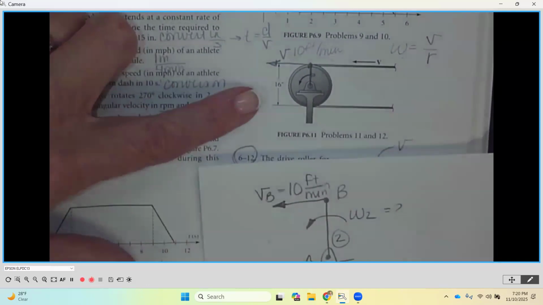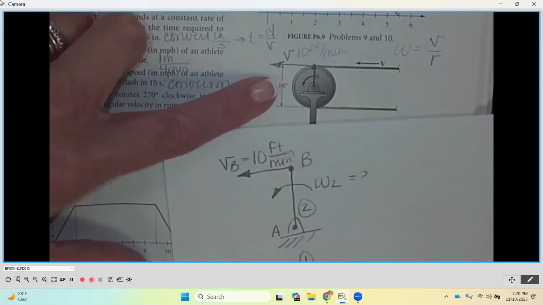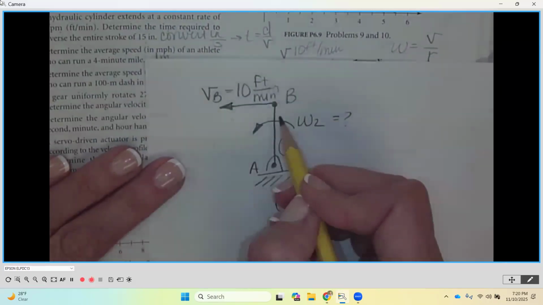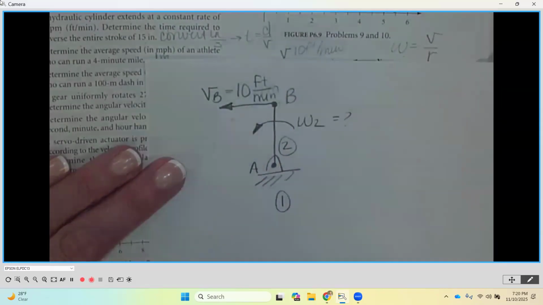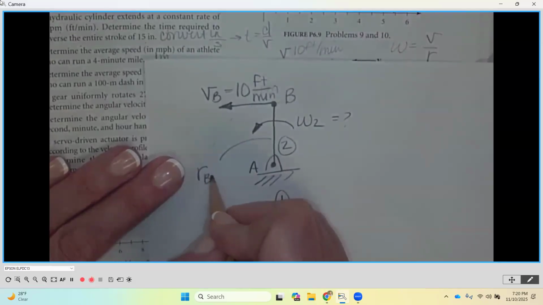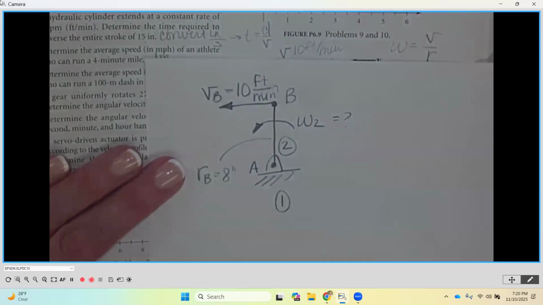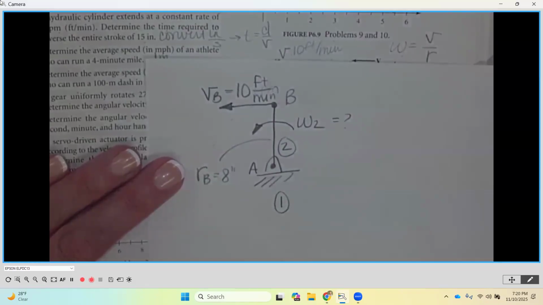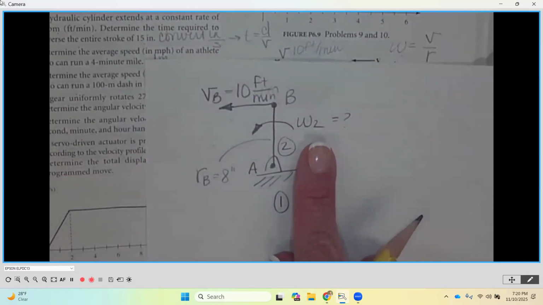Now they do show here that the diameter of this roller is 16 inches. So this distance from here to here is half of that. So this is going to be RB equal to 8 inches. So with the information that we learned tonight, you should be able to find that. Now, you're going to get your W2 in radians per second, but you're not going to leave it in radians per second. You're going to give it to me in revolutions per minute. You've got to convert it.